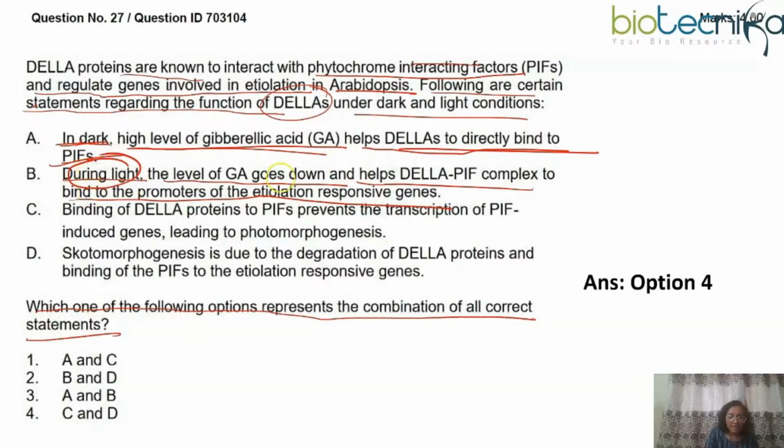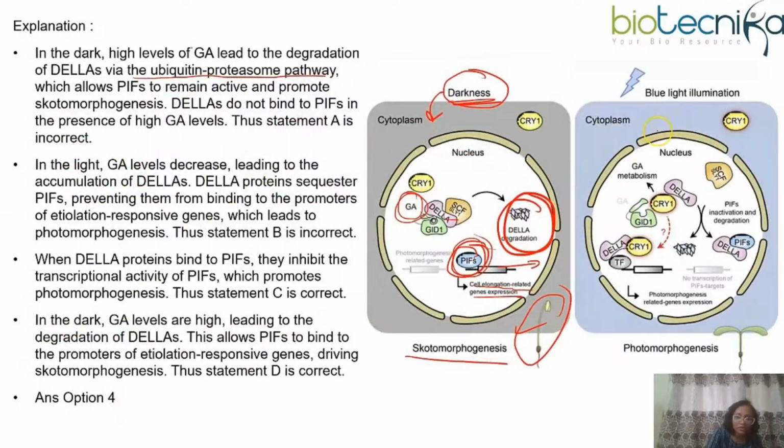In presence of light, levels of GA go down. That is true because GA is metabolized. Okay, that part is true because GA metabolism is triggered. So GA levels go down, but the second part of the sentence is not true. DELAs bind to PIFs. They do not allow PIFs to induce the expression of the etiolation genes. But photomorphogenesis related gene expression starts. So that's why you see the changes in presence of light.